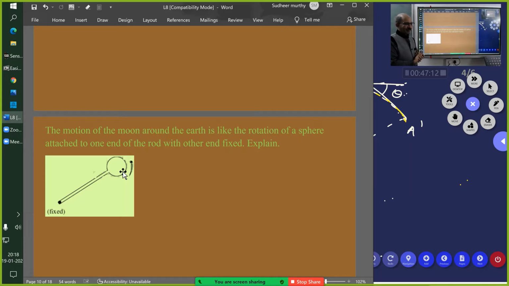Okay. So the angular velocity with respect to what? See now, I said here the moon is moving around earth. So with respect to earth, whether the moon is under pure rotation or curvilinear translation or a combination of both.